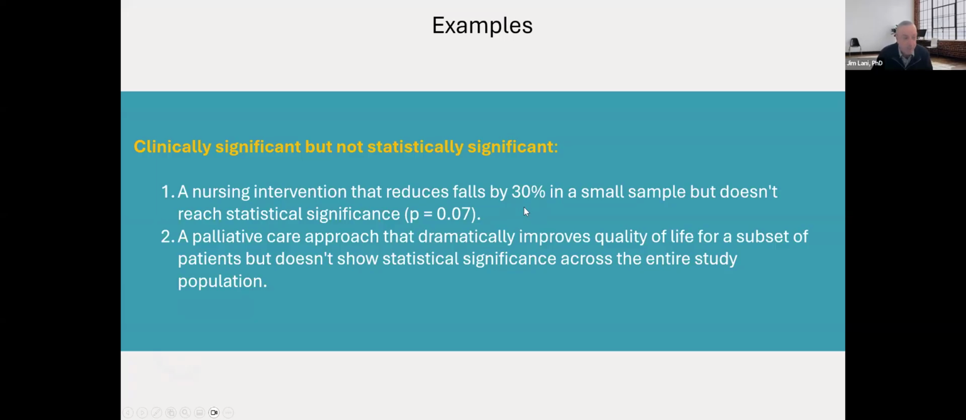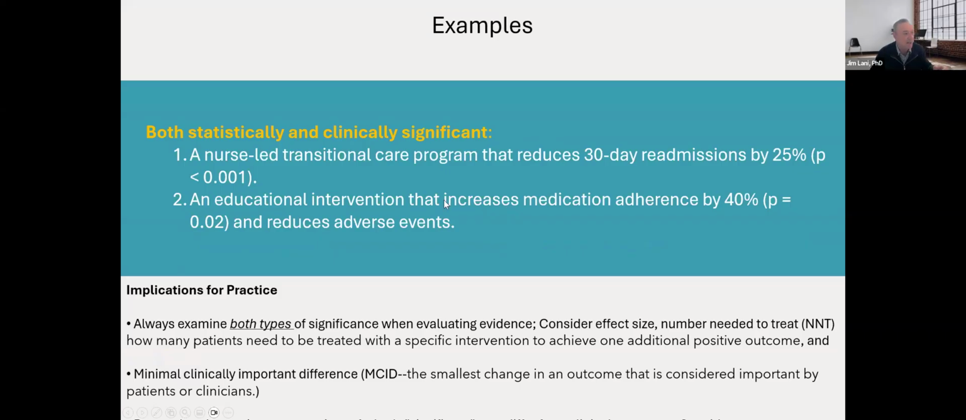So if you can reduce falls by 30%, take it to leadership, okay? Even though it may not be statistically significant given your small sample. This is an example of clinically significant, but not statistically so. And then, of course, there's both, okay? Readmission rates are down and there's significance. Hunky-dory, that's great, all right? So statistical but not clinical, clinical but not statistical, or both. Or could be neither. All right, but just to give you a heads up about that.